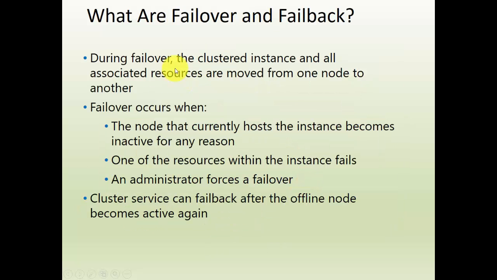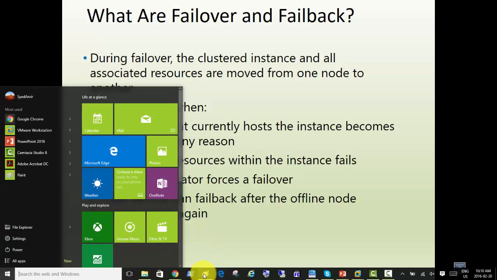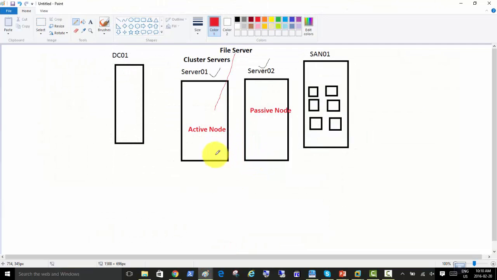So what are failover and failback? We know that. During failover, the clustered instance and all associated resources are moved from one node to another. Anyone can tell me what that is? What moves in a failover? You're failing over what? The connections of the clients.